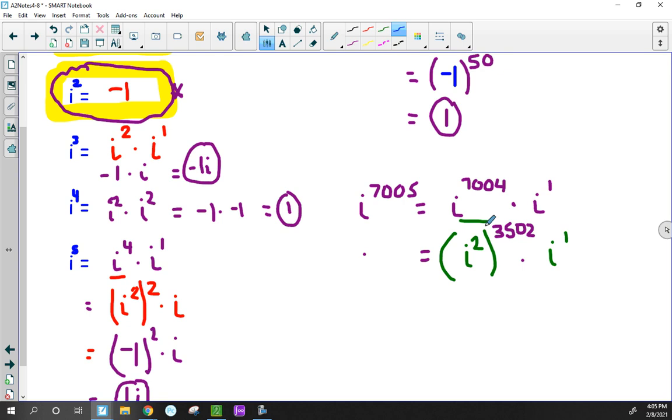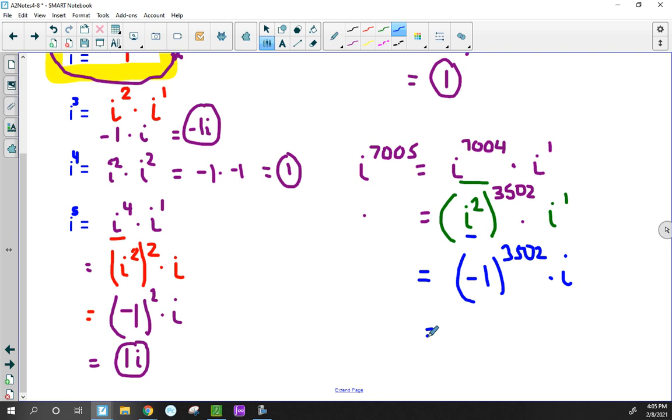Alright, obviously it's not simplified, so now I'm going to look inside and see that i squared is always equal to -1. And I'm going to drop my power down, kind of copy everything down here, and then simplify. Imagine me writing -1 out 3,502 times. This is even now, so every -1 raised to an even power is always positive. And then you can drop your i down beside it. 1 times i is 1i.